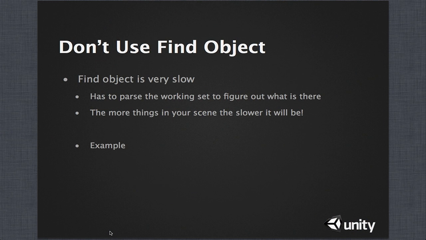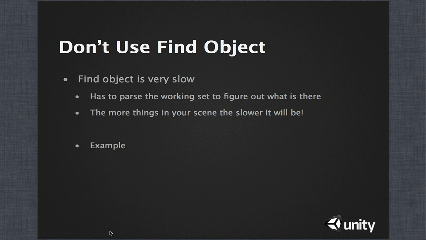So the first thing I'm going to talk about is find object. Now, there are different types of find object in Unity. Say, you can find components in children. You can just search the scene for an object by name or by tag.